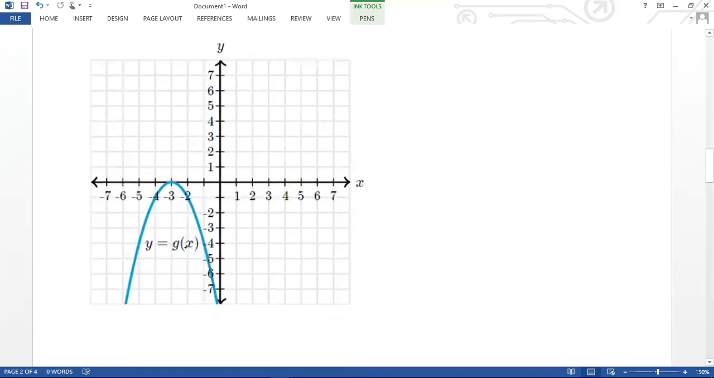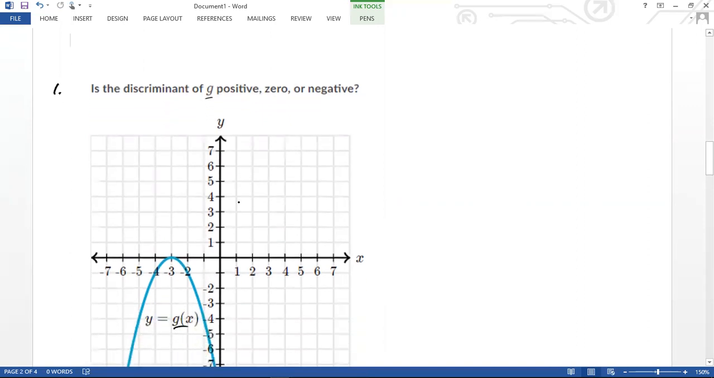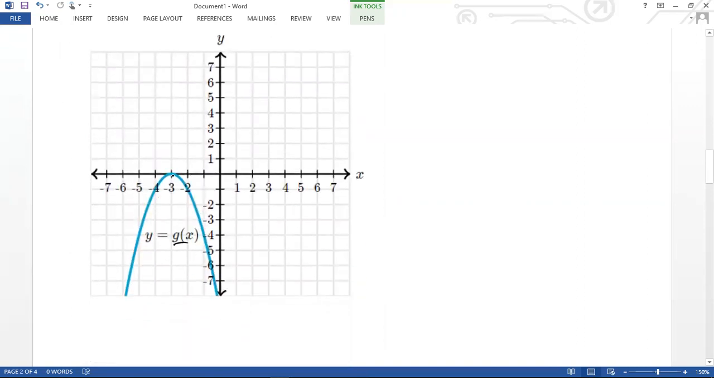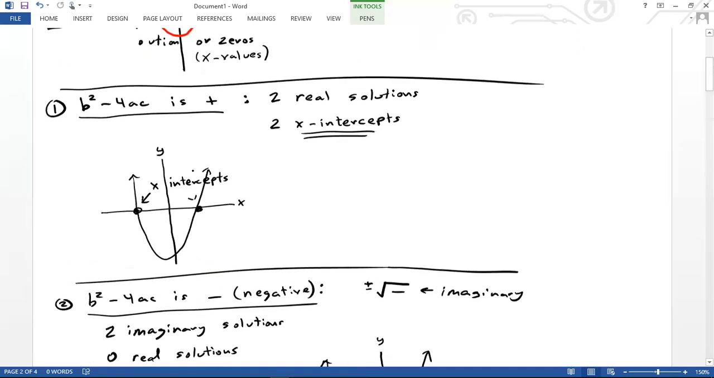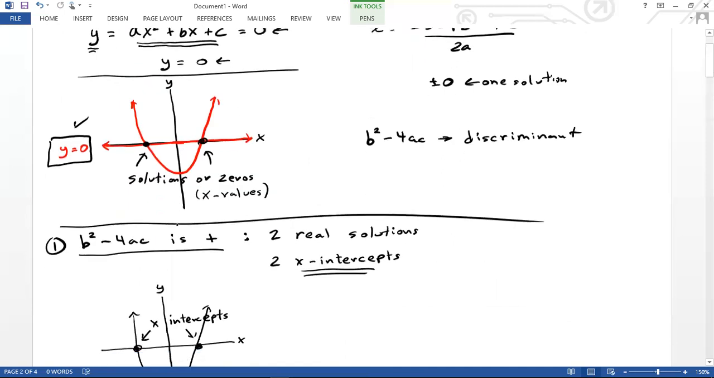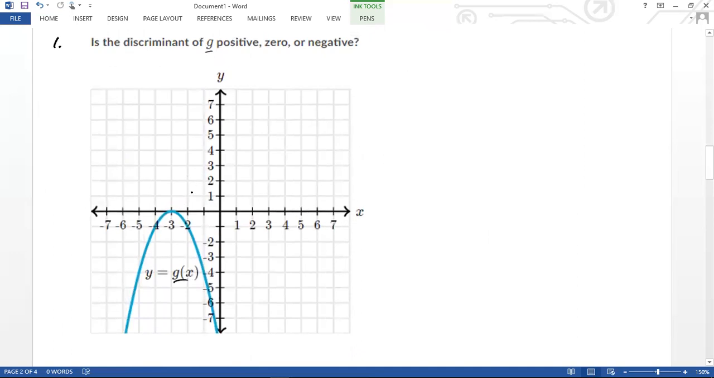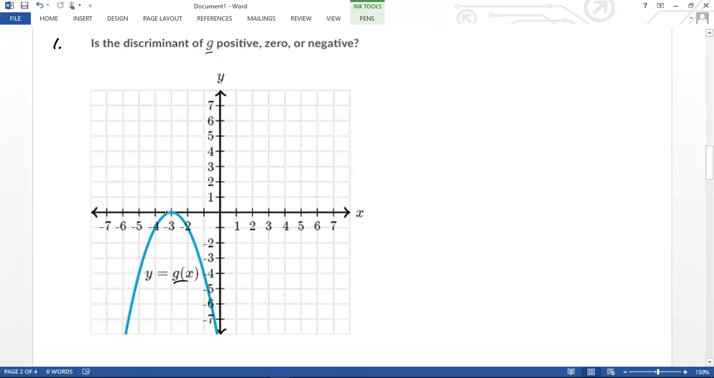Here's the graph of g of x. And they're saying, is the discriminant of g positive, 0, or negative? Well, let's see. So g is a parabola. These are all going to be parabolas. Like I said in the beginning, when you have ax squared plus bx plus c, that's going to be a parabola. We're going to get more into that later, but it's basically a U shape, a combination of a U and a V.